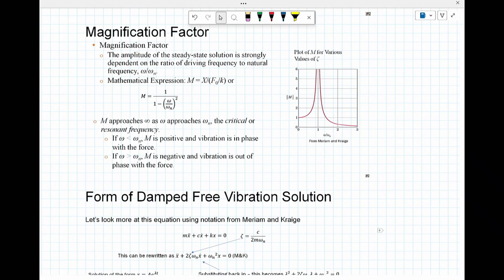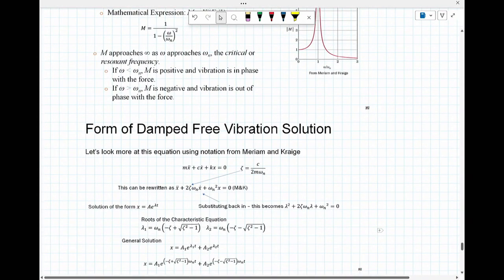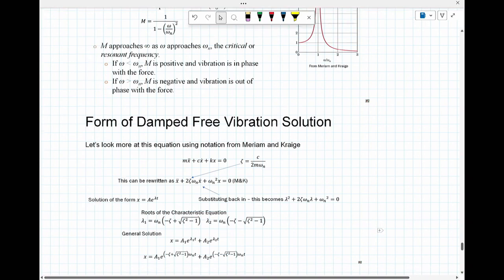If omega is less than omega n, m is positive and vibration is in phase with the force. If omega is greater than omega n, m is negative and vibration is out of phase with the force. And this is just amplitude. So if you plotted it in terms of magnitude, it would rise, then fall.